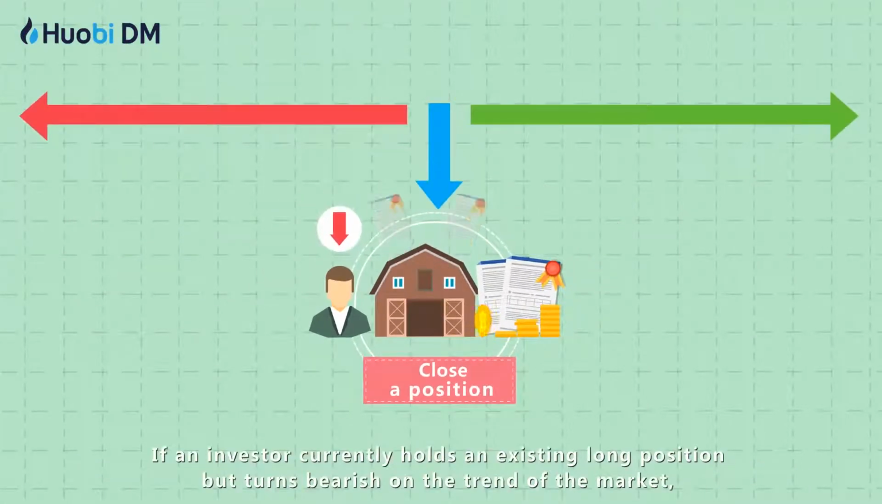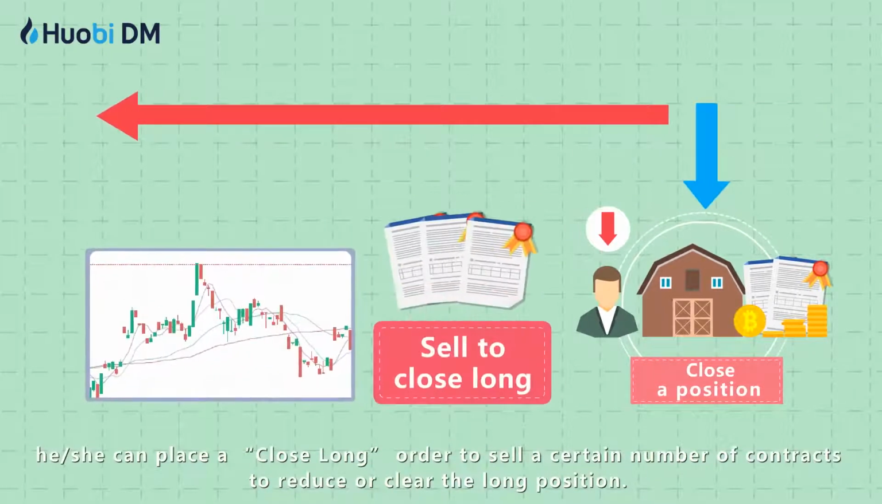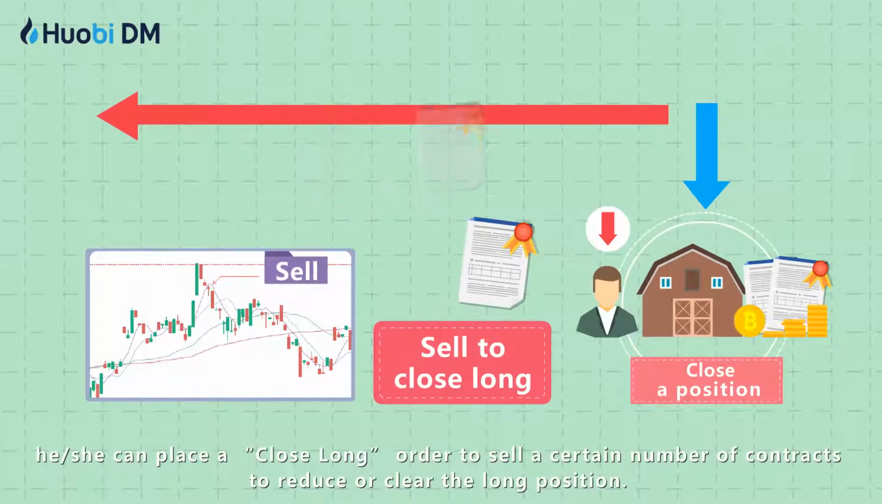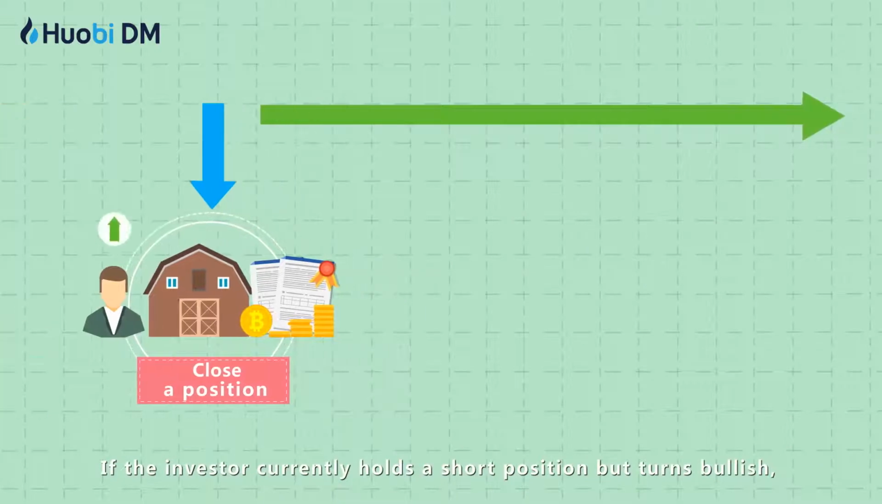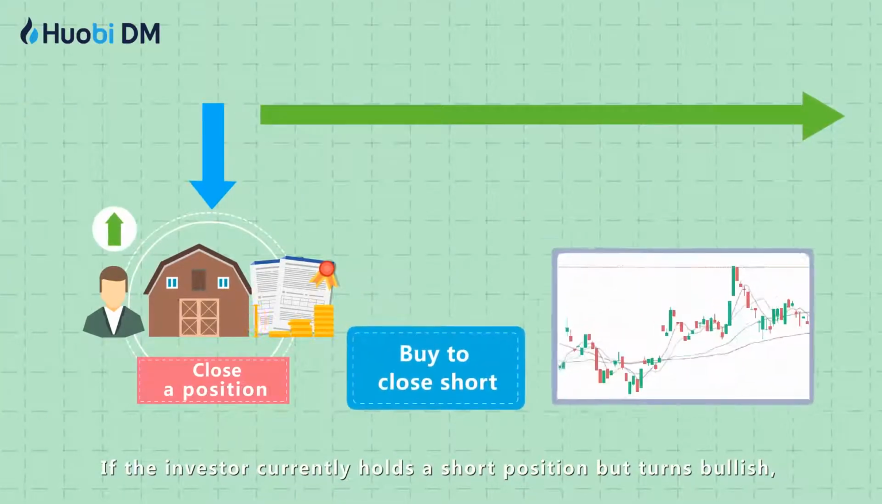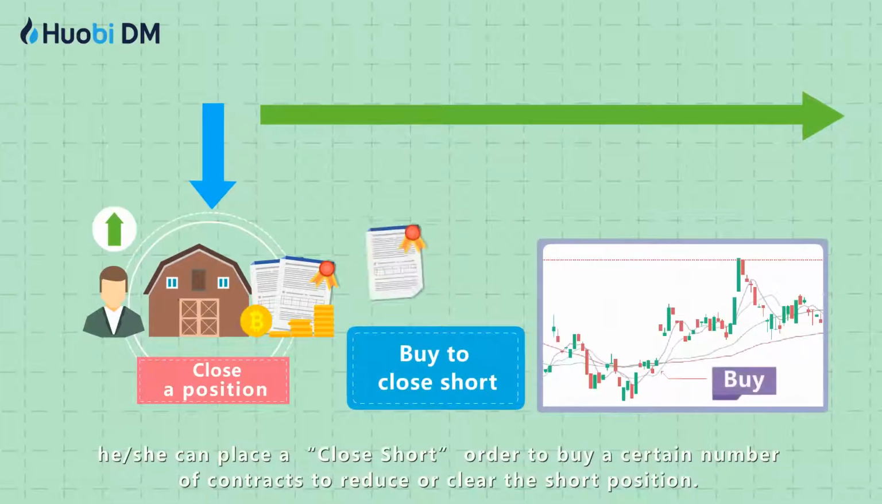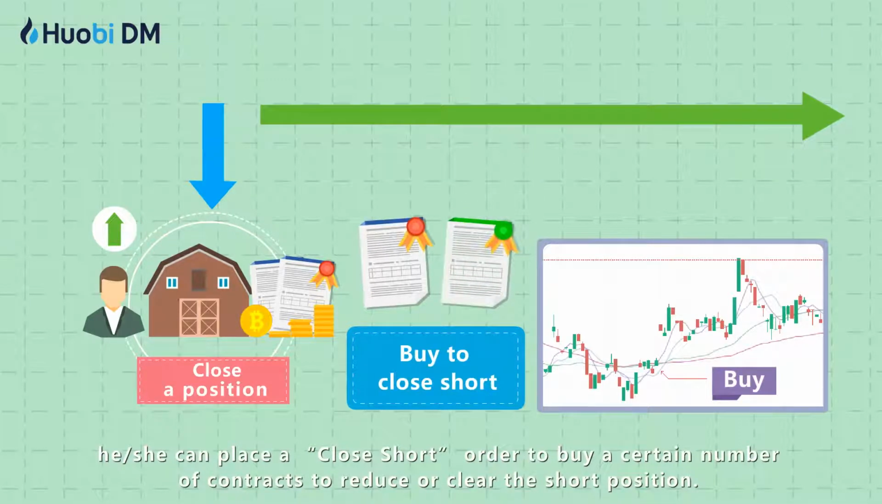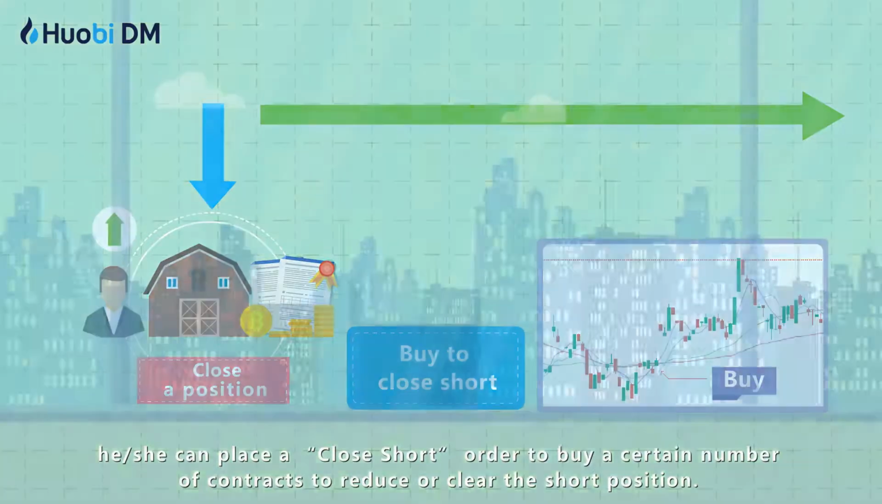If an investor currently holds an existing long position but turns bearish on the trend of the market, he or she can place a close long order to sell a certain number of contracts to reduce or clear the long position. If the investor currently holds a short position but turns bullish, he or she can place a close short order to buy a certain number of contracts to reduce or clear the short position.